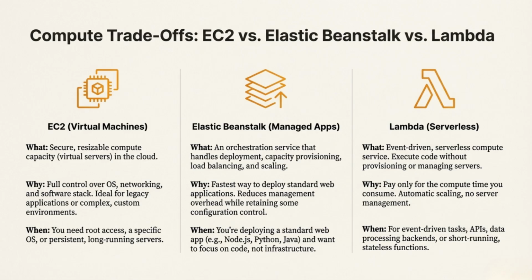Elastic Beanstalk is an orchestration service that handles deployment, capacity provisioning, load balancing, and scaling. It is the fastest way to deploy standard web applications, reducing management overhead while retaining some configuration control. It is used when you are deploying a standard web app and want to focus on code, not infrastructure.